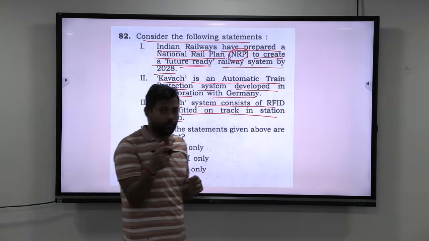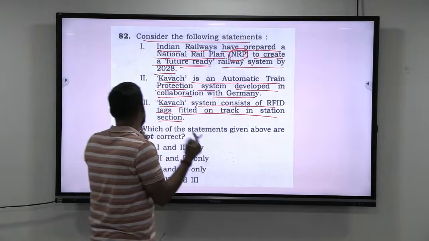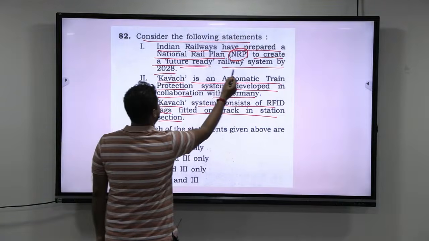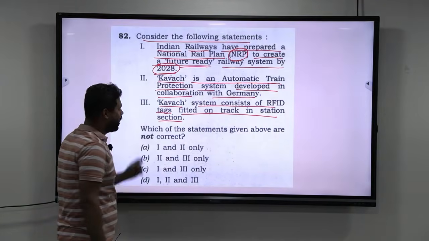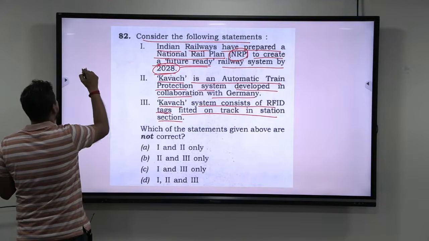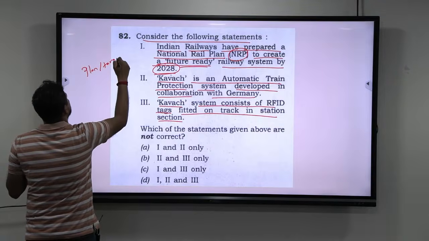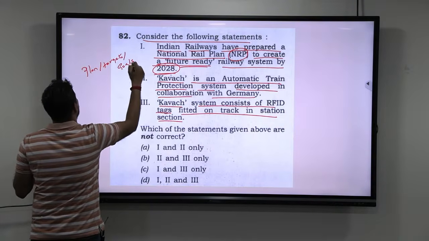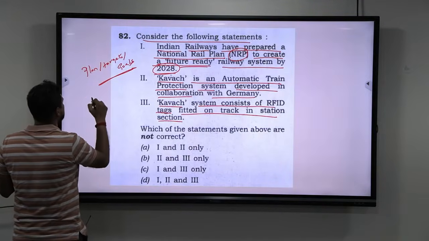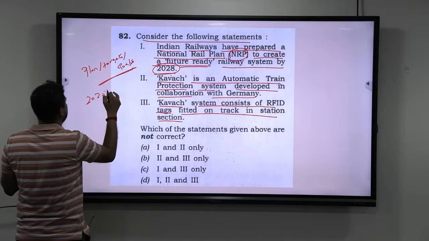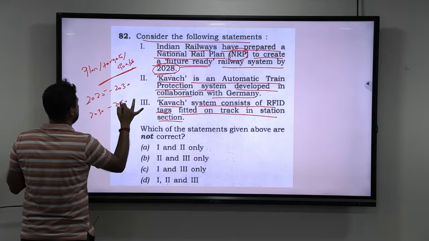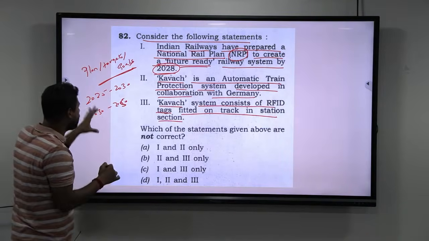Now look, I told you how to get the answer with observational skills. So look at this. Indian Railways have prepared a National Rail Plan, NRP, to create a future-ready railway system by 2028. Now, this may not always be true, but this is one observation. Usually when you take any plans, targets or goals, climate targets or government goals, they will be in multiples of 5, like 2025 to 2030 or 2030 to 2050. They always round it off to a number.